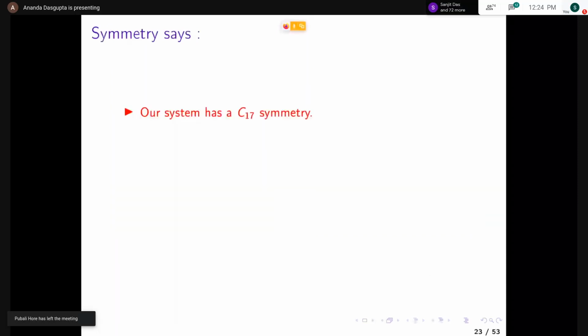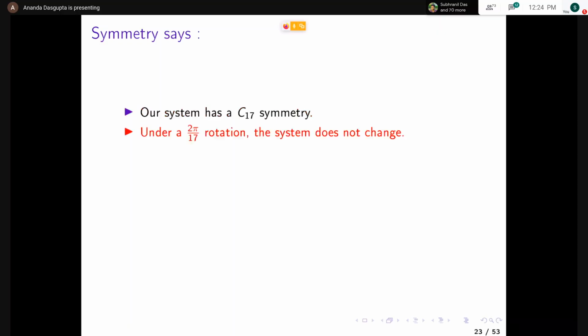If you want to say this in slightly more pompous language, it goes this way. Our system has C17 symmetry, 17-fold rotational symmetry. Remember, the angle through which you could rotate was 2 pi by 17, then twice that, 3 times that, 4 times that. There are 17 separate rotations you could do, each of which would move all the charges to the next vertices. So your system would have C17 symmetry. Under 2 pi by 17 rotation, the system doesn't change, neither does our field point move.